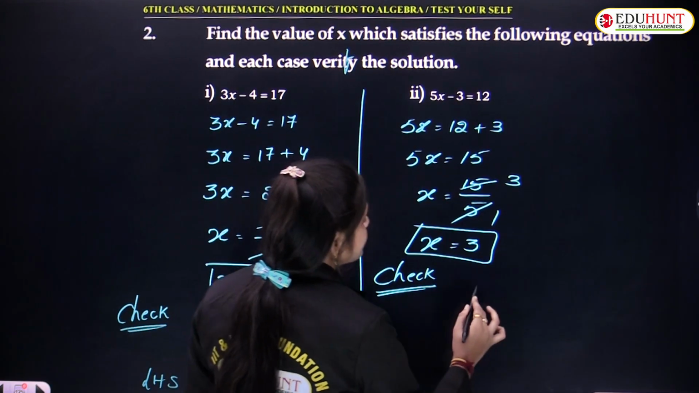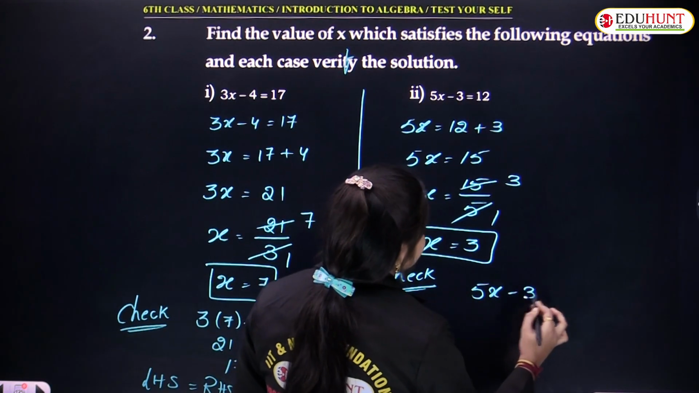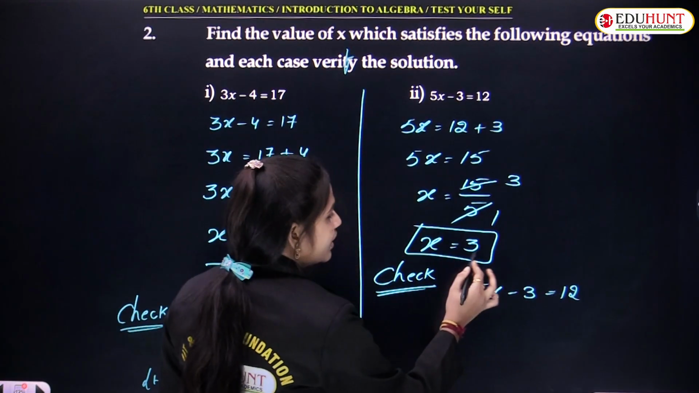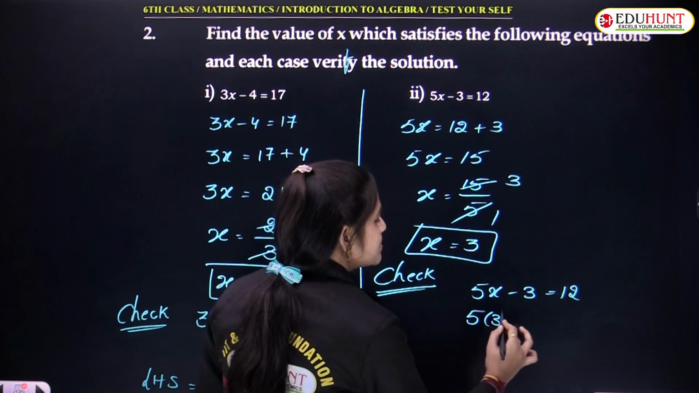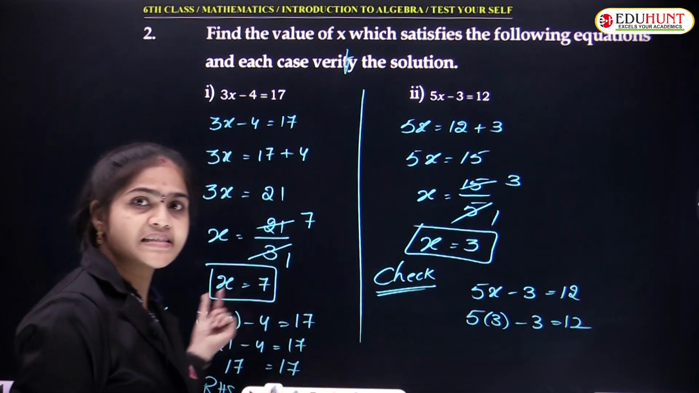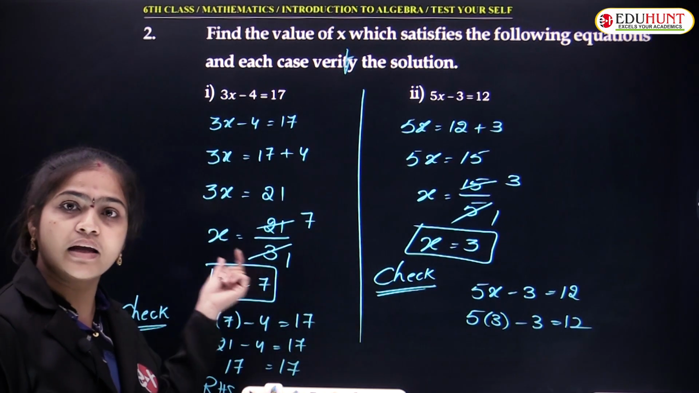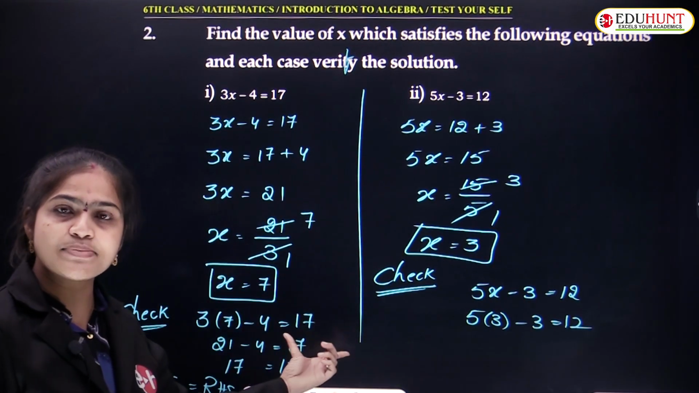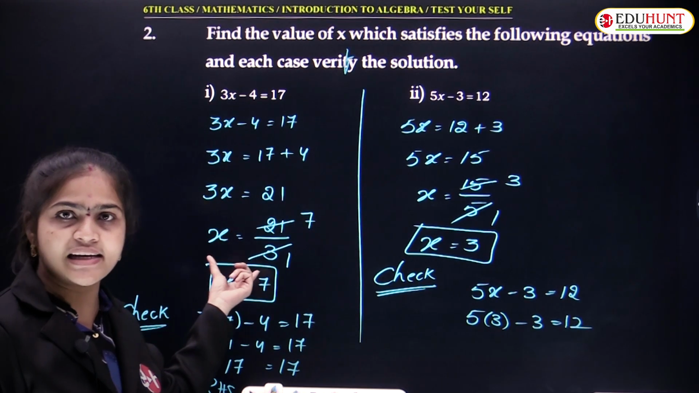In that check, what is the given question? 5x minus 3 is equal to 12. Here we got that x is equal to 3, no? Just substitute that value here. And if it is satisfying, LHS must be equal to RHS. LHS value should be equal to RHS value. Then only the value satisfies that equation.